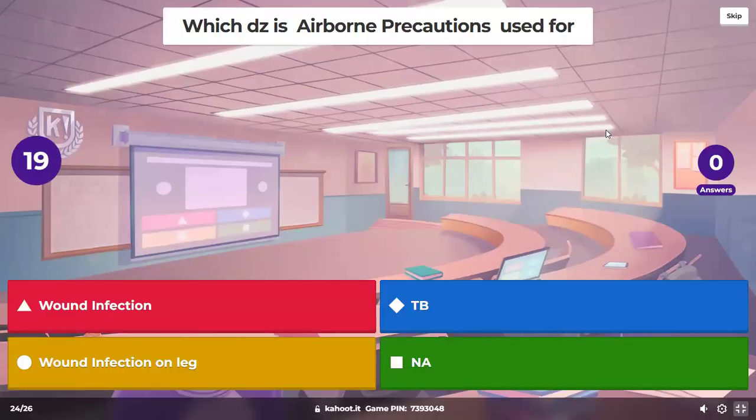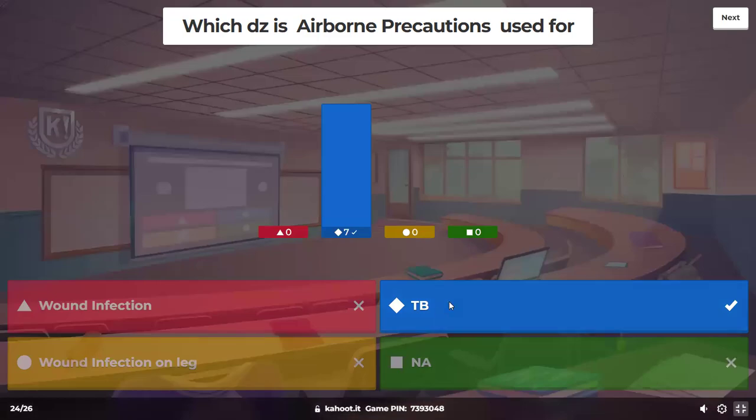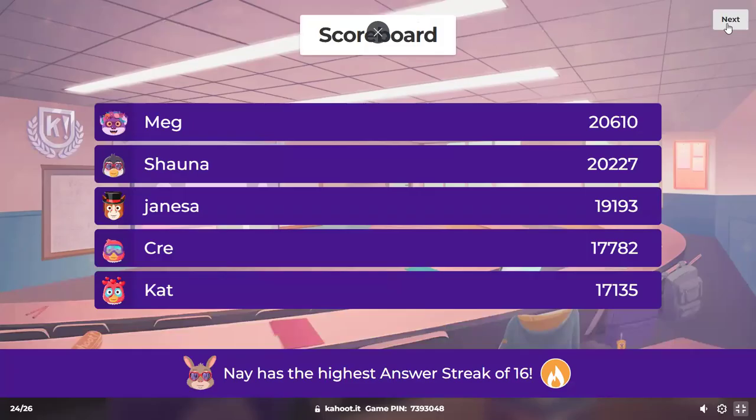Which disease is airborne precautions used for? Okay, TB or tuberculosis. Okay.